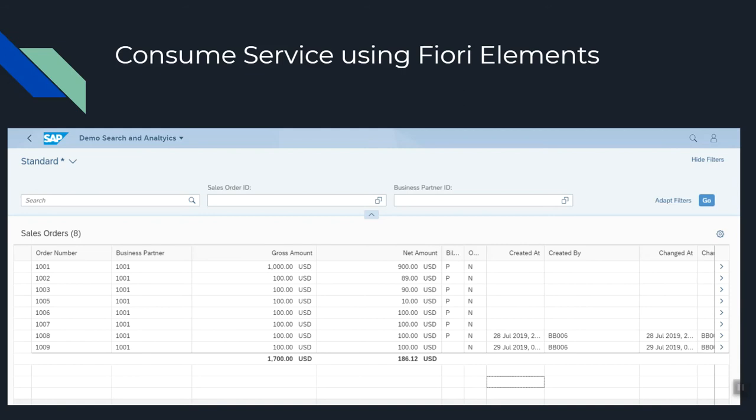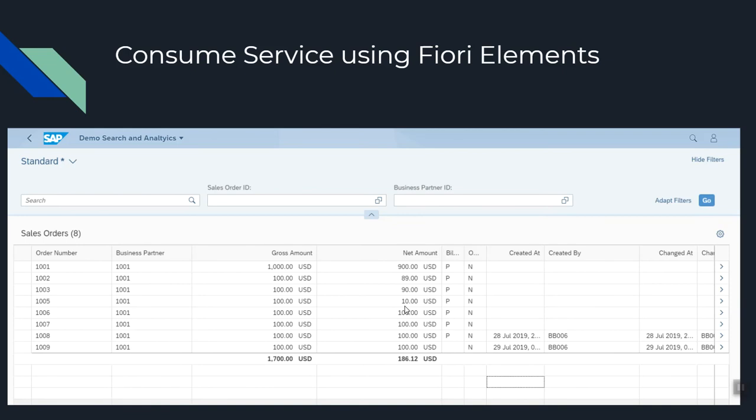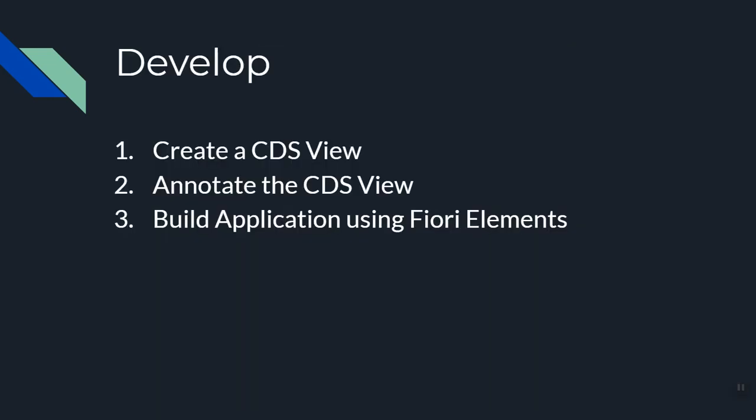We'll be having a search criteria where we have a default search button, and then we have a couple of filters by sales order ID and business partner ID, and then the data is displayed in the format of a smart table, and we will add analytical capabilities in order to give the subtotal of the gross amount and the net amount. So this is what we are going to develop in this particular chapter.